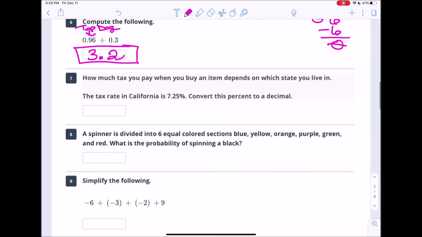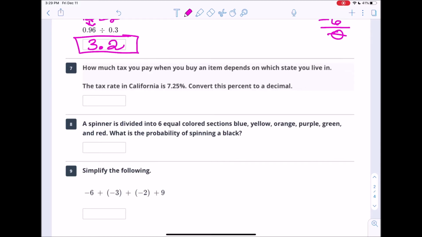For number 7, how much tax you pay when you buy an item depends on the state you live in. The tax rate in California is 7.25%. Convert this percent to a decimal. So we have to remember how to make a percent into a decimal. To do that, you can either remember that you're dividing by 100, or you could remember that by dividing by 100, what you're really doing is moving the decimal place over to the left 2 spaces.